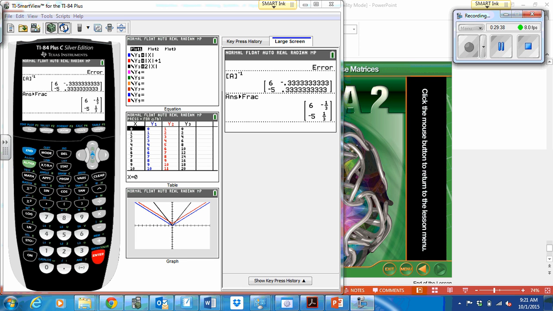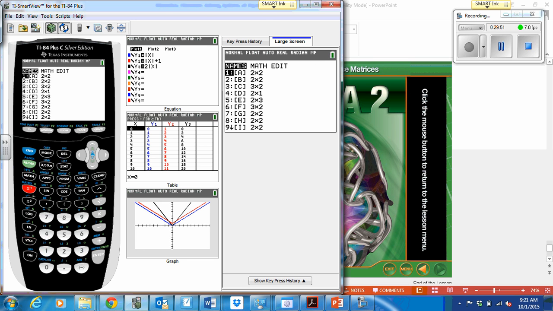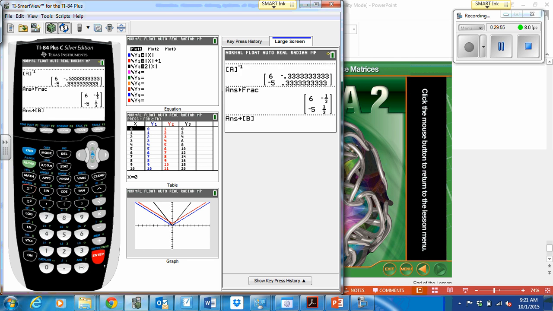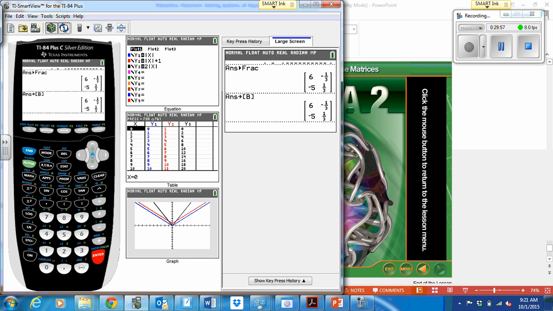Now we're actually going to store this matrix so that we don't have to put it in by hand. So I'm going to hit store, which is on that left-hand side. I'm going to store this as matrix B, just so it's right next to it in this problem. So going back, we have 6, negative 1/3, 5, 1/3.